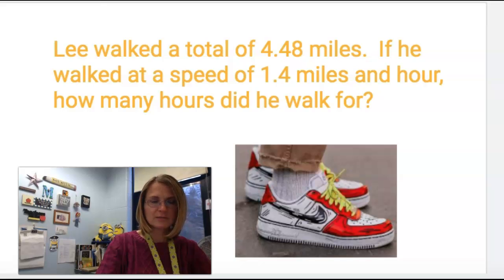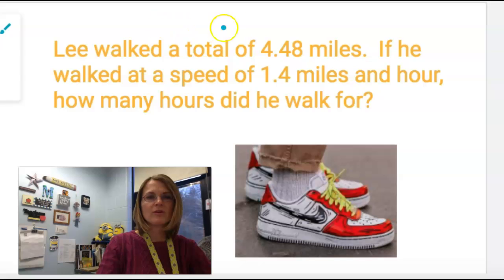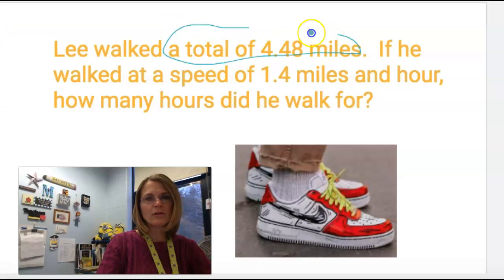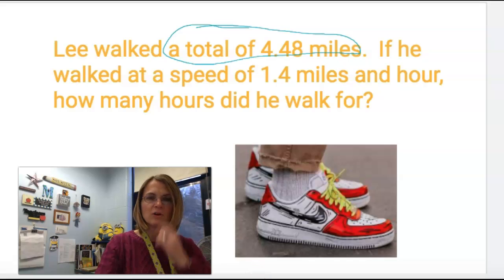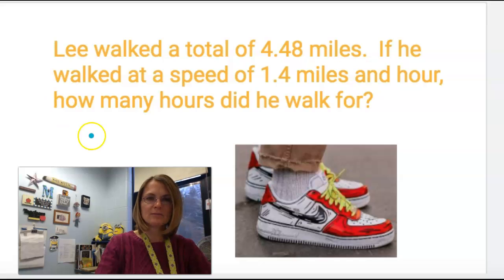Okay, let's take a look at this one together. It says Lee walked a total of 4 4/4800 miles. So there's a good thing here. If you already know the total in a problem, chances are that you are going to be either subtracting or dividing. So you're not looking for the total, you know the total. So that really is important.